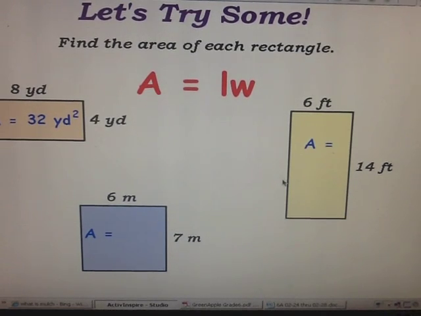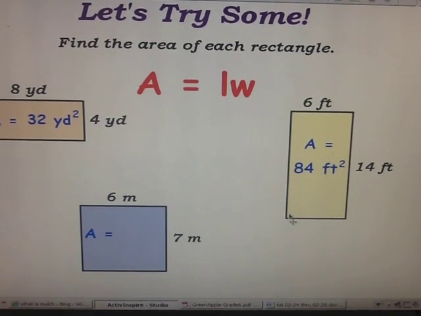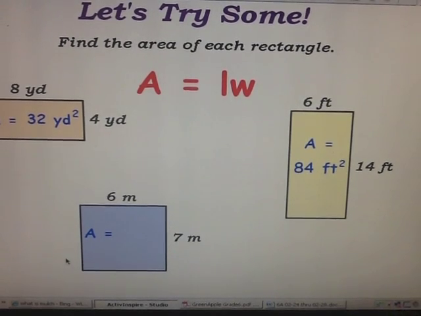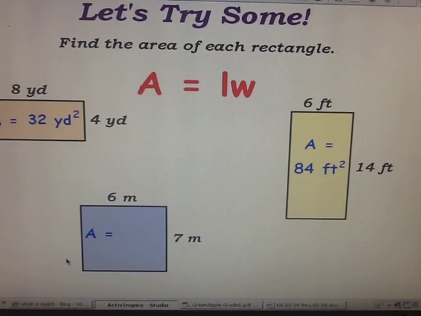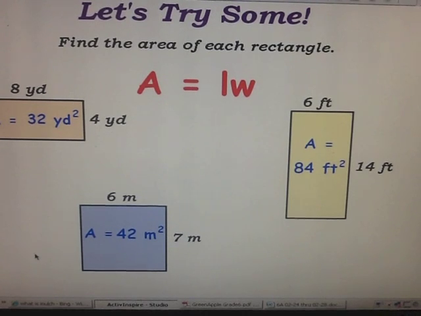Let's take a look at the yellow rectangle. Length times width, so 16 times 14 is going to equal 84 feet squared. Go ahead and quickly see if you can do the blue one on your own. Did you get 42 meters squared? Good job.